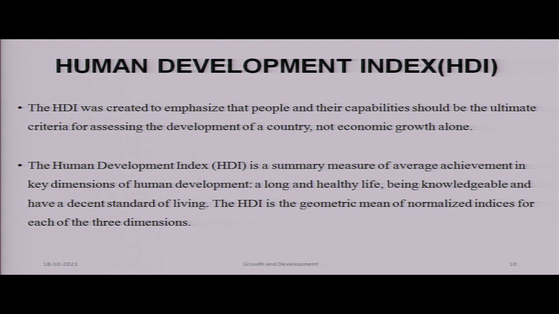The Human Development Index is a summary measure of average achievements in key dimensions of human development. So there are 3 key dimensions of human development. The first one being a long and healthy life, the second being knowledgeable, and the third one is to have a decent standard of living. Now this Human Development Index is a geometric mean of normalized indices for each of these 3 dimensions.